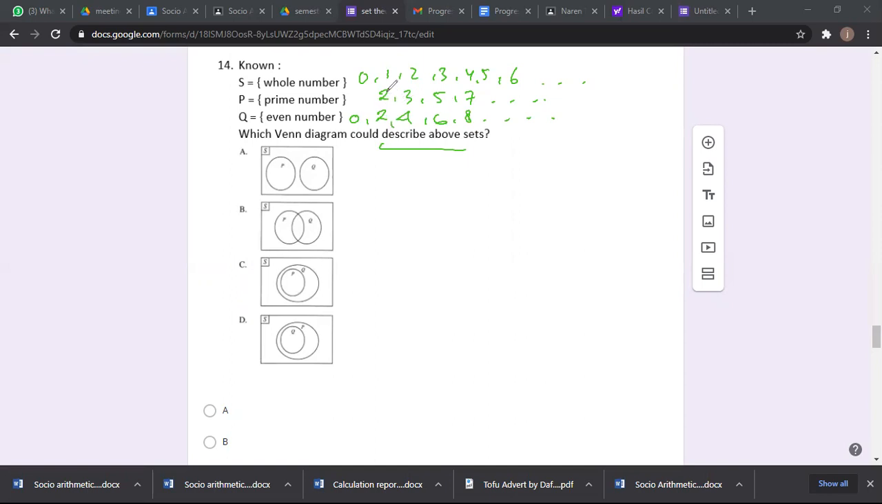So actually we have an intersection between P and Q. So I can say this is the correct answer. If there is no intersection, it will be like this. If one of them belongs to an element in another set, it will be like this. Yeah. So this is the correct answer for number 14.